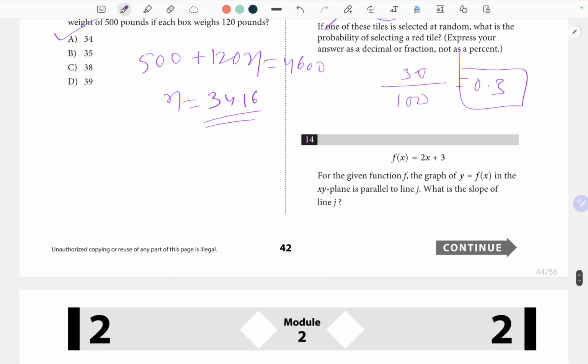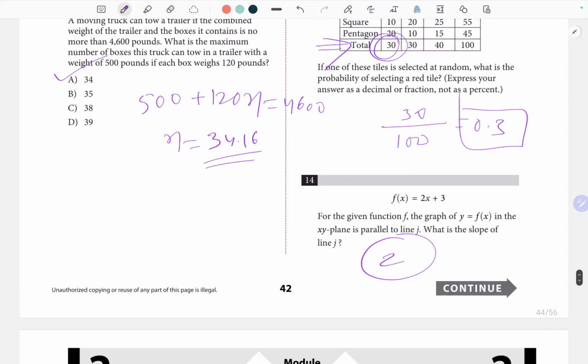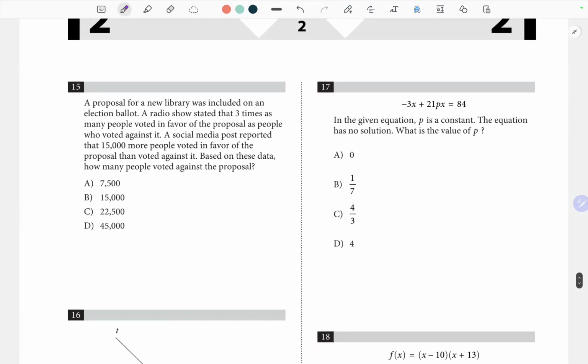f(x) is given to us for the given function f. The graph y equals f(x) in the xy-plane is parallel to line j. What is the slope of line j? So guys, when two lines are parallel, the slope or gradient is the same, so it should be 2, because here the gradient, or slope, is 2.